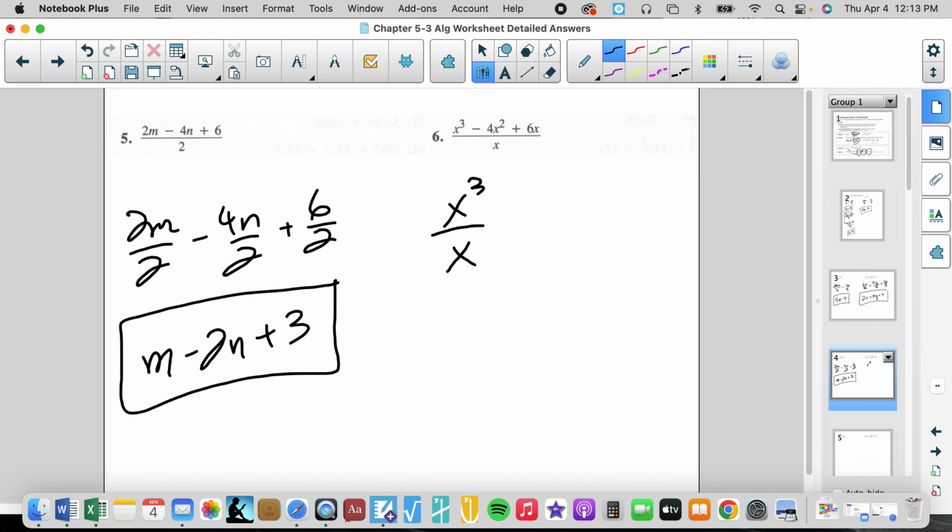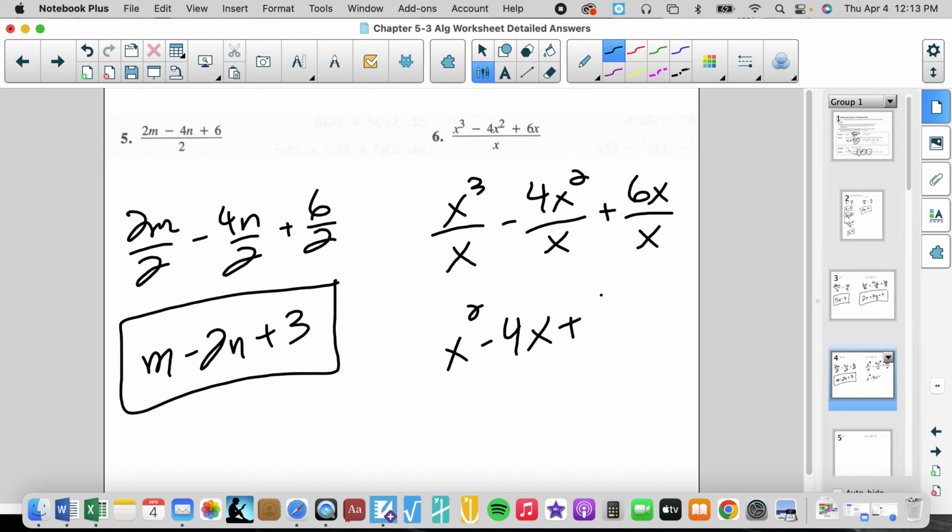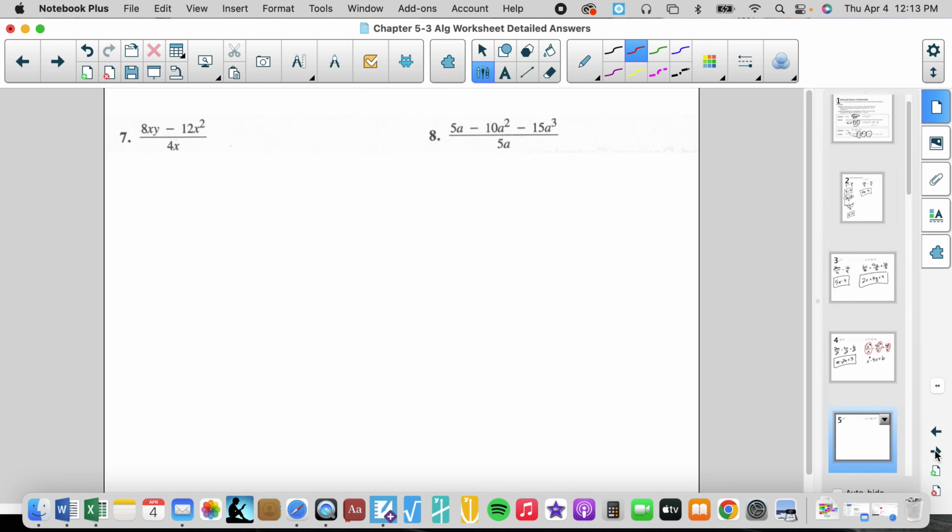x to the third over x minus 4x squared over x plus 6x over x. That's x squared minus 4x plus 6. And we should be able to simplify these variables relatively quickly. We're doing 3 minus 1 is 2. We did 2 minus 1 is 1. x minus x is 0. x to the 0 is equal to 1. So hopefully you see what we're doing here and the speed and fluency that we are able to produce.